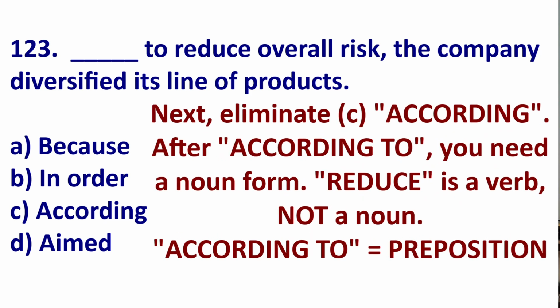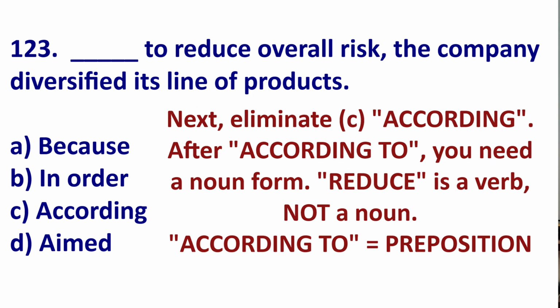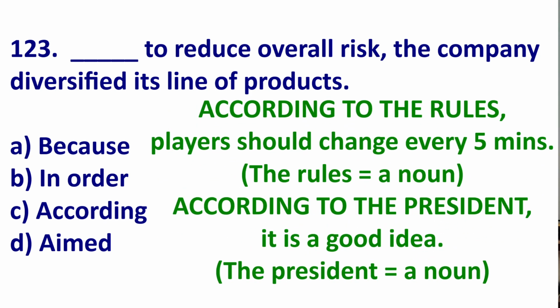Next, eliminate according to. After according to, you need a noun form. Reduce is a verb. According to is a preposition. An example, according to the rules, the player should change every 5 minutes. Well, rules is a noun. Or according to the president, it is a good idea. The president is a noun.